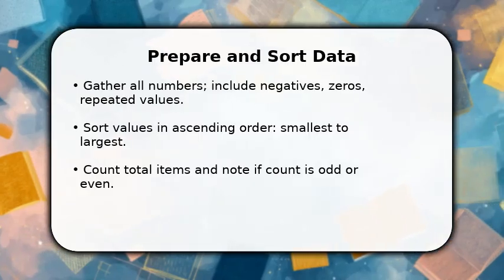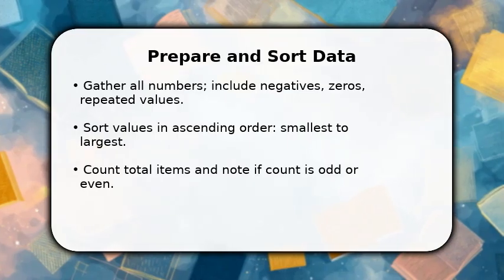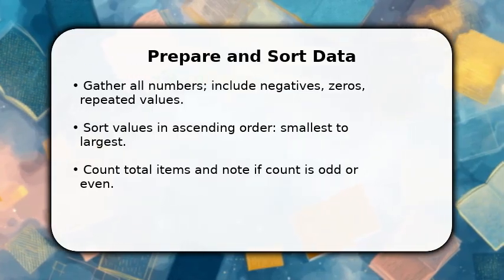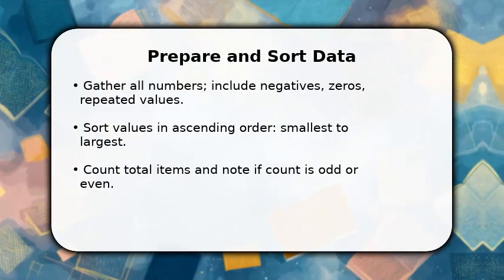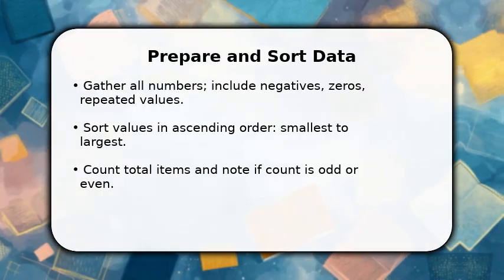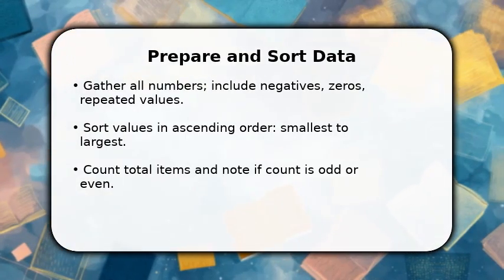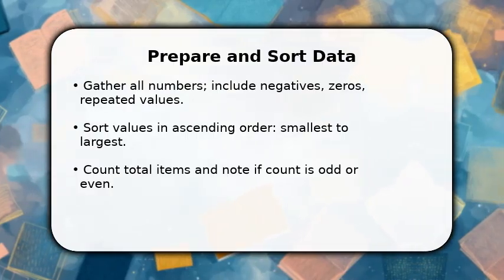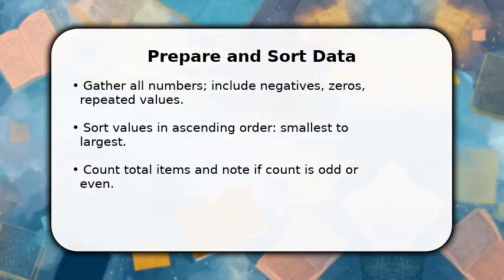Start now, list every number you have precisely and without omission. Next, sort the list from smallest to largest. This step is essential because order determines the median. Once sorted, count how many numbers are in the list and mark whether that count is odd or even. This decision decides the next action.